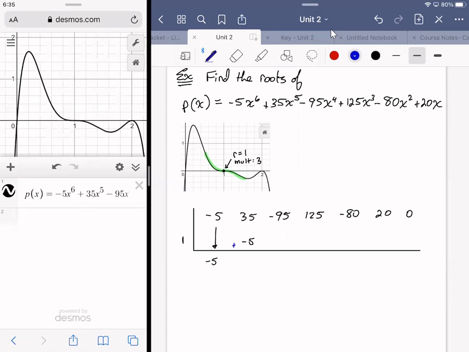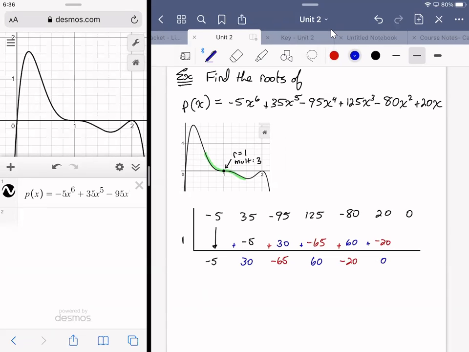Add, you get a 30. Multiply by the 1, still a 30. Add, we're at a -65. Multiply, we're still at -65. Add, we're at a 60. Multiply by 1, still 60. Add, -20. Multiply by the 1, you're at a -20 still. Add, you're at a 0.